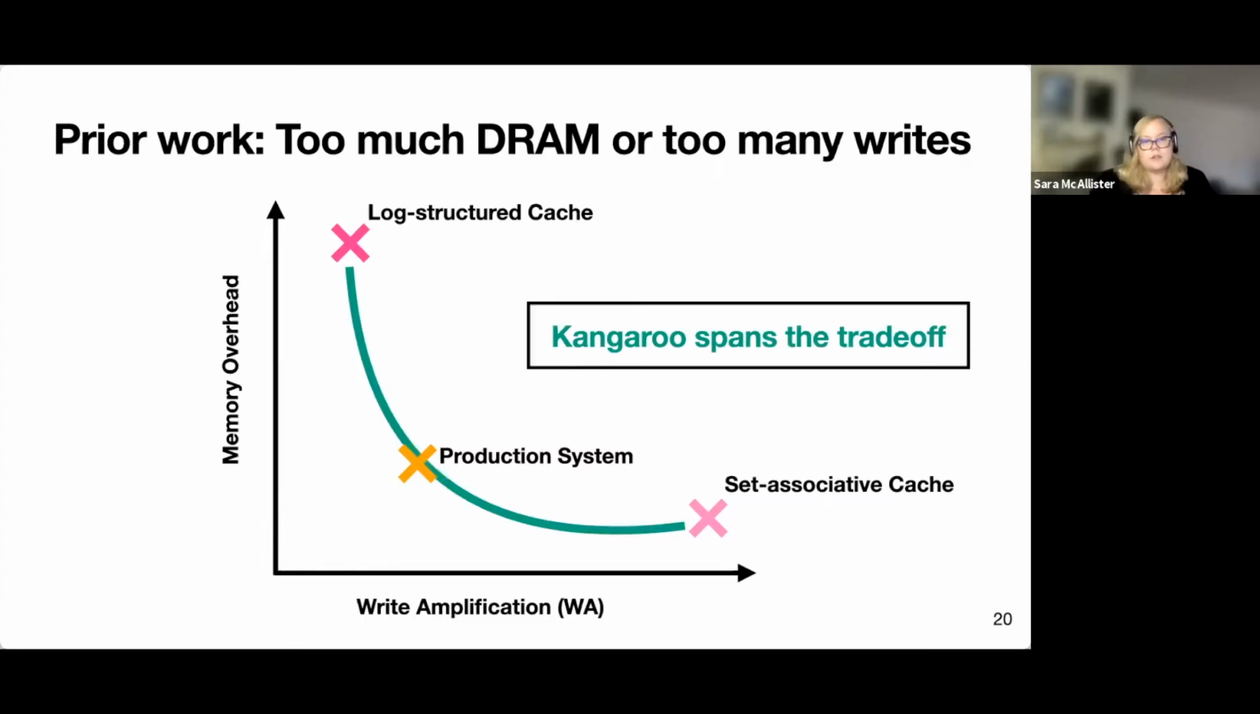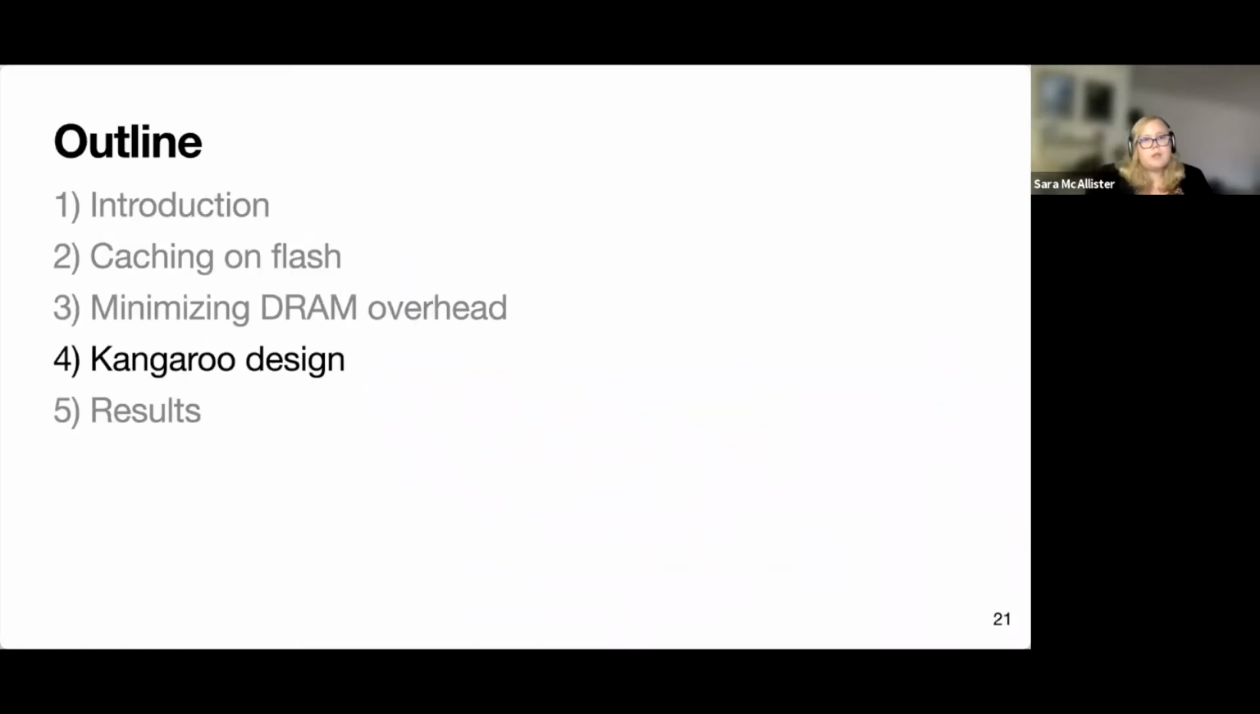Kangaroo allows us to span this trade-off between memory overhead and write amplification and find a point where we're happy with our production system and the costs that go into maintaining that production system. So now that I've talked a little bit about the problems with prior designs and what Kangaroo allows us to do, I'm going to talk exactly about how Kangaroo does this.